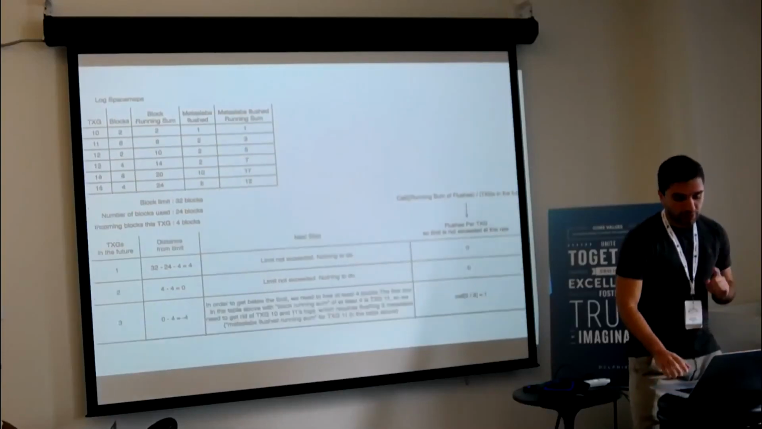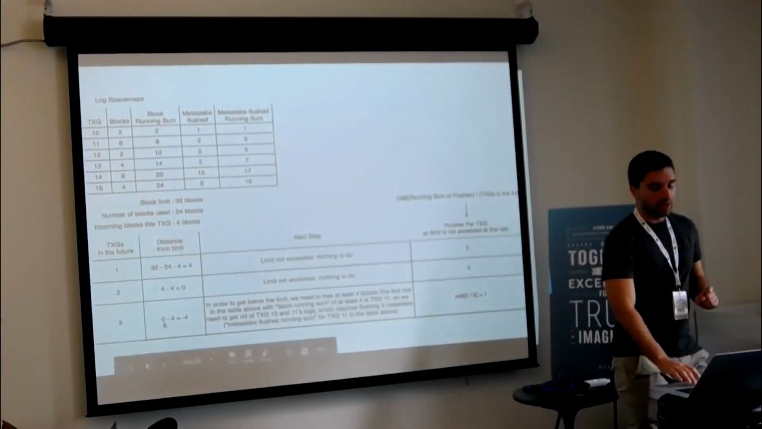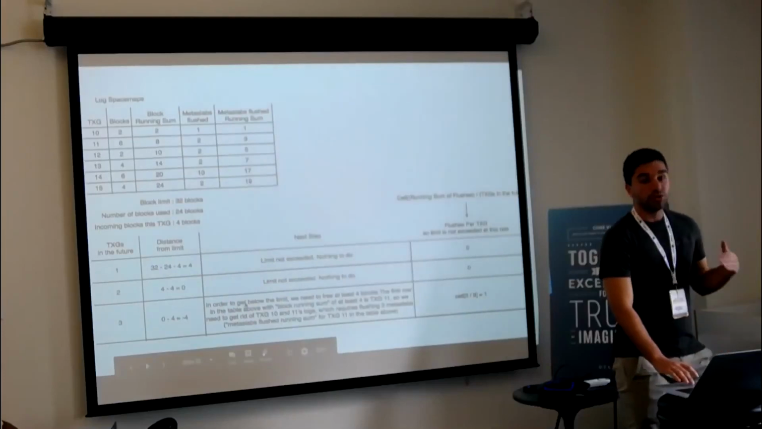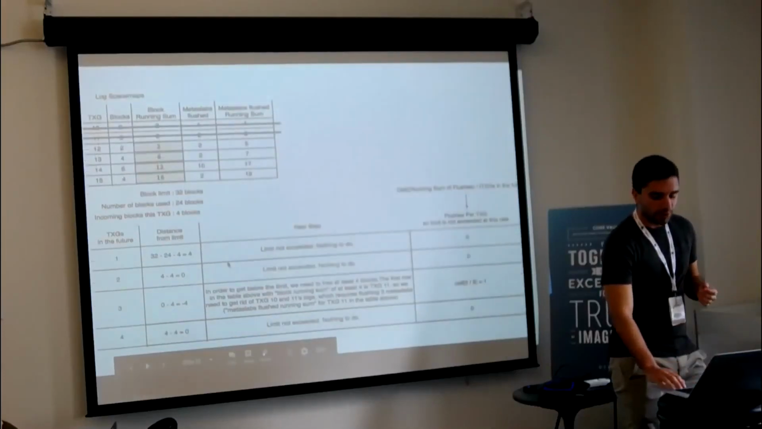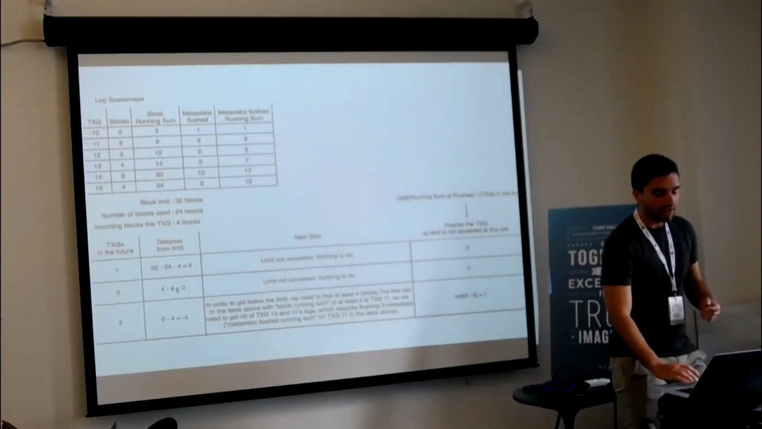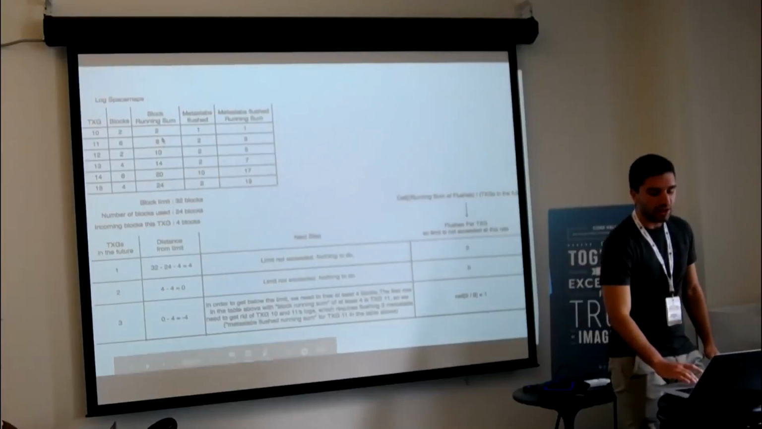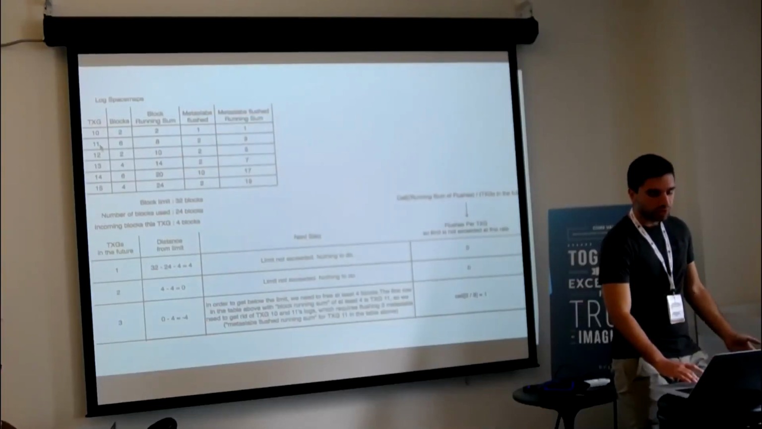Now, in 3 TXGs from now, with the same incoming rate, we exceed the limit, right? So we want to start flushing. In order to get below the limit, we need to free at least 4 blocks, exactly how much we exceeded. So the first row in the table with a block running sum that's at least 4 blocks is row 2, that's TXG11. So we need to get rid of TXG10 and TXG11 logs, which requires flushing 3 metaslabs.